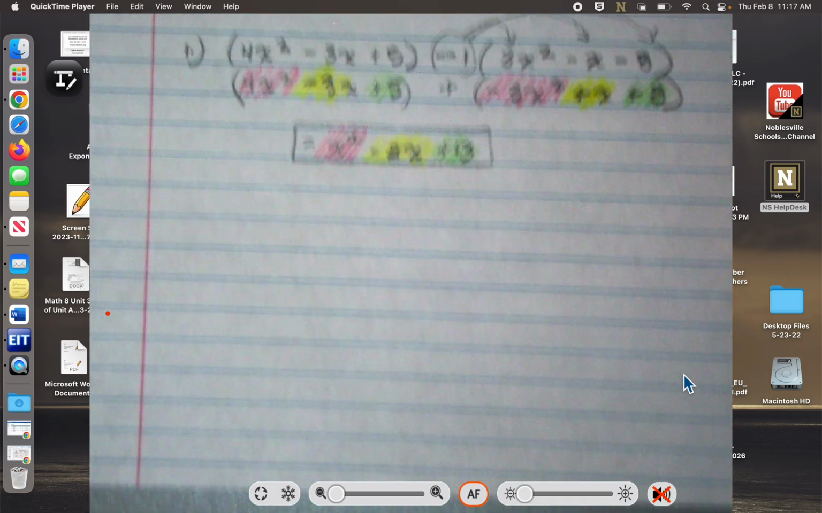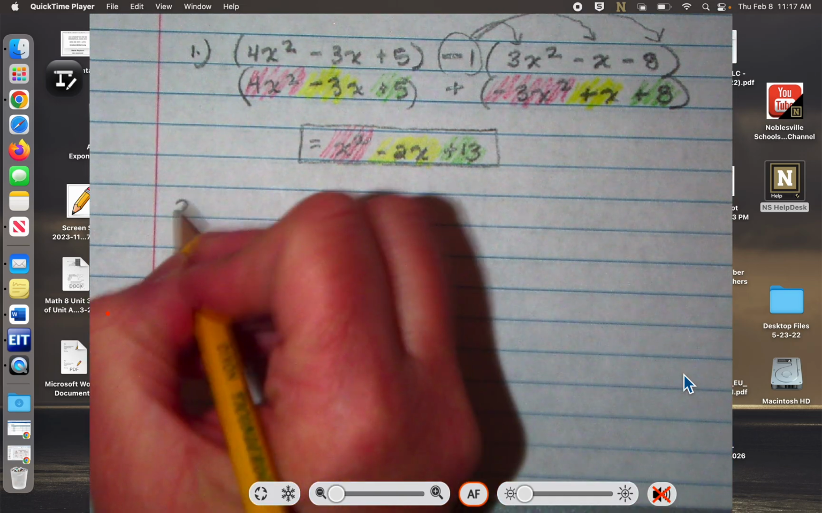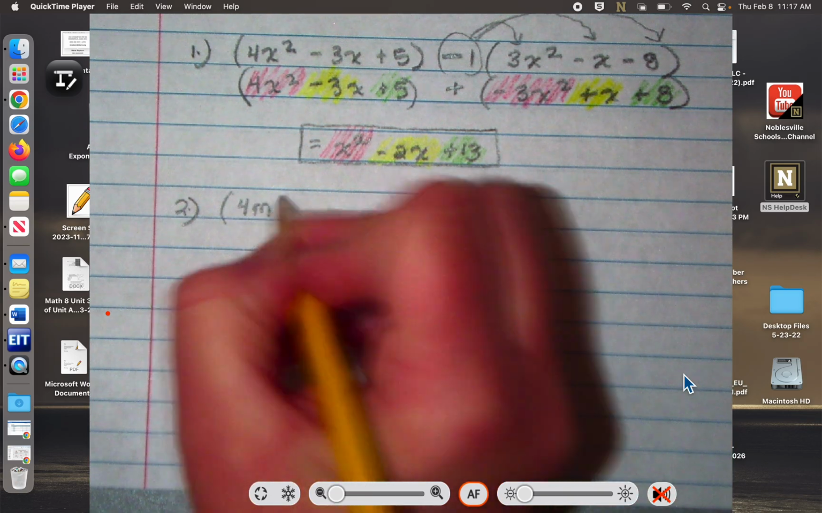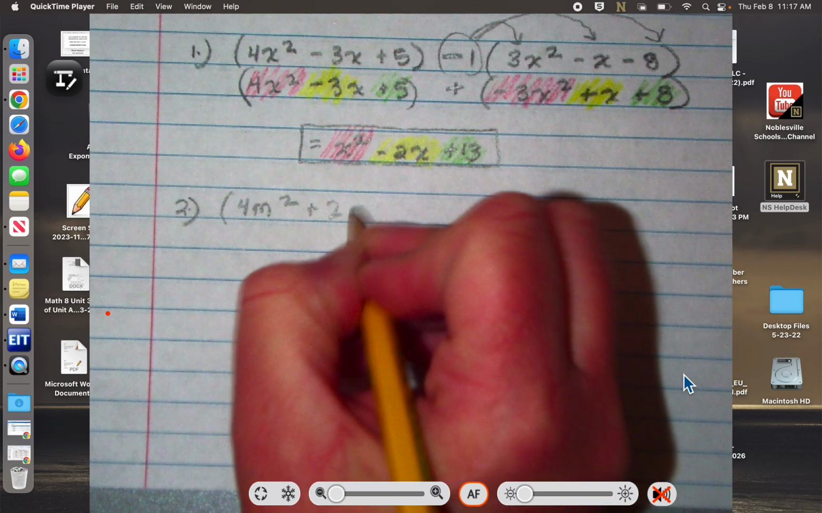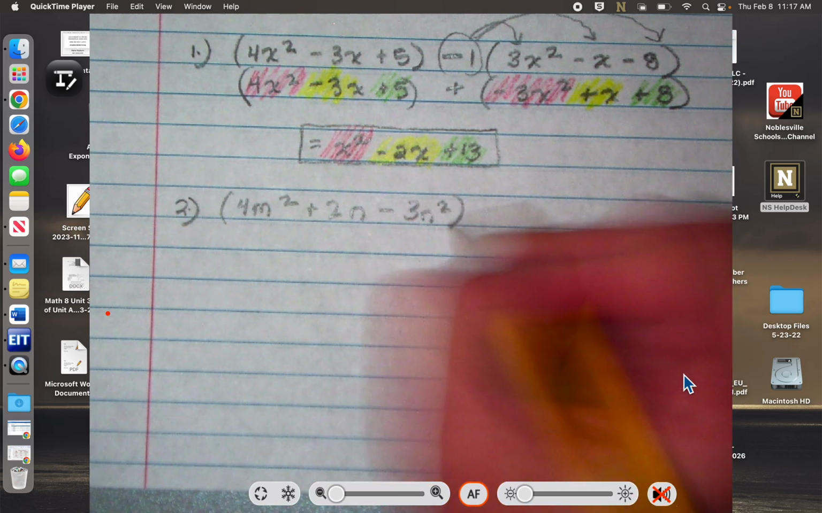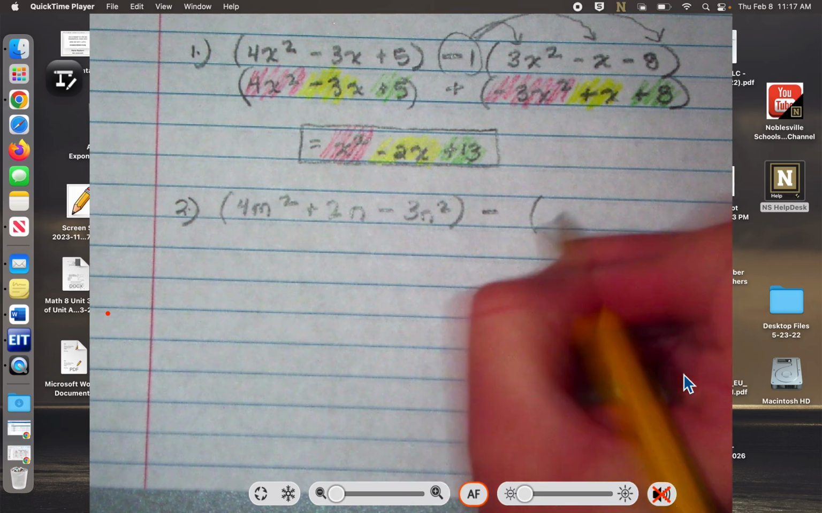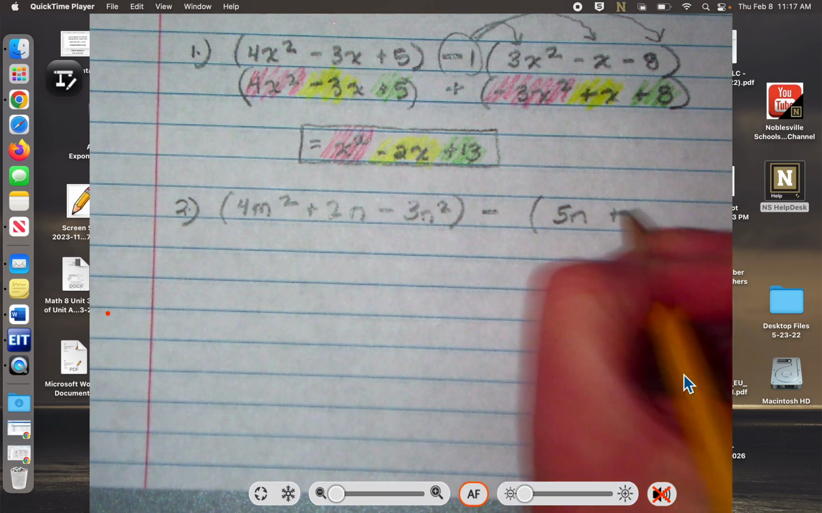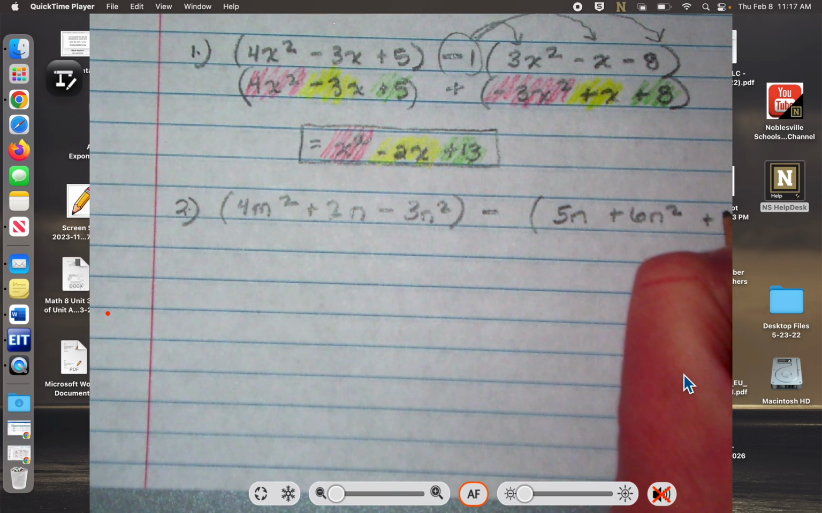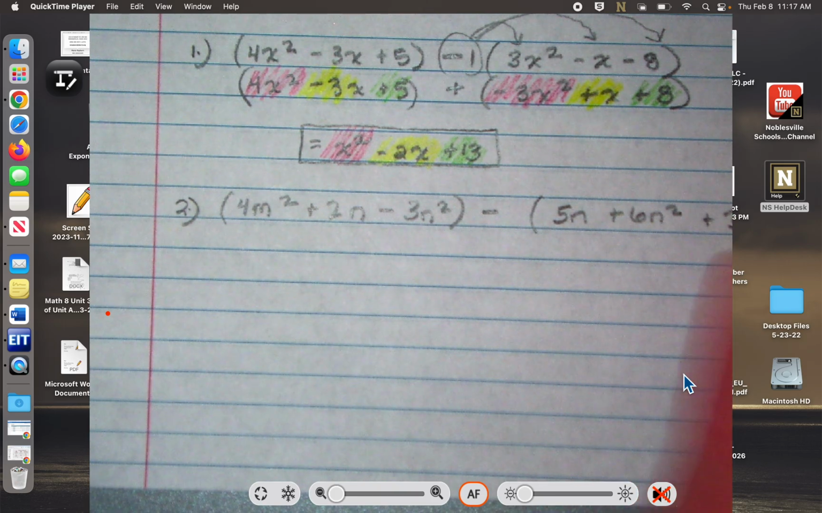Okay, one more example, and then I'm going to give you guys your assignment. Practice problems! 4m squared plus 2n minus 3n squared minus 5n plus 6n squared plus 3m squared.